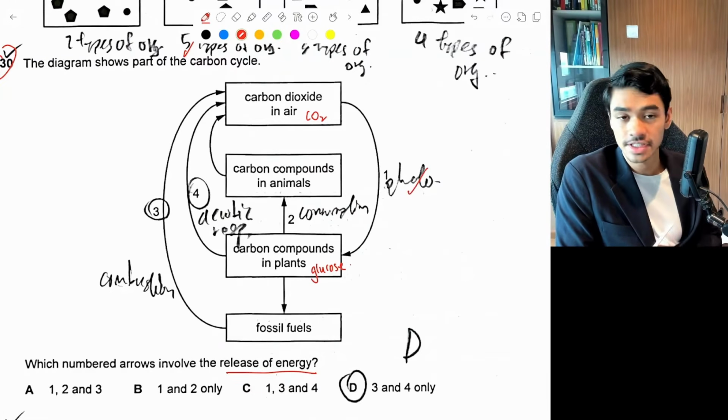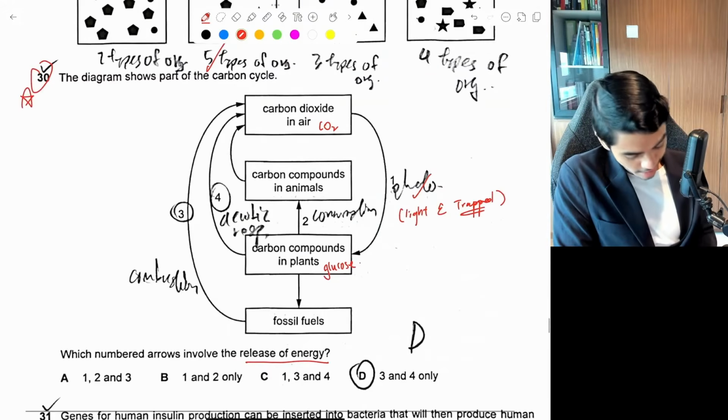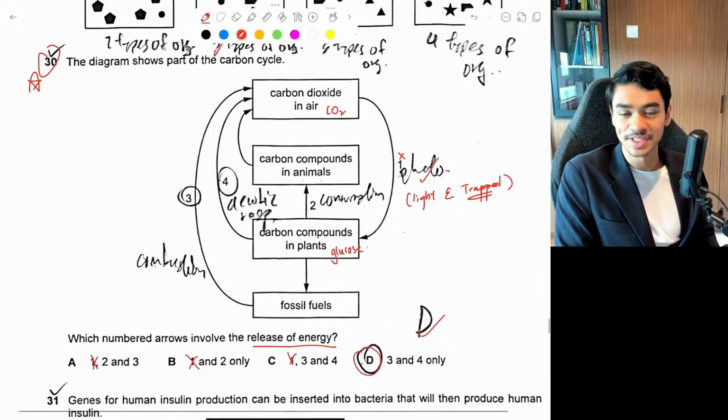Is that release of energy? Actually, it's the opposite. Light energy is trapped, right? It is converted to chemical energy. So it's actually trapped, not released. So one is wrong. And if one is wrong, then these are all wrong. So the answer has to be D. Okay, so this is a very nice question because it's not so ambiguous.